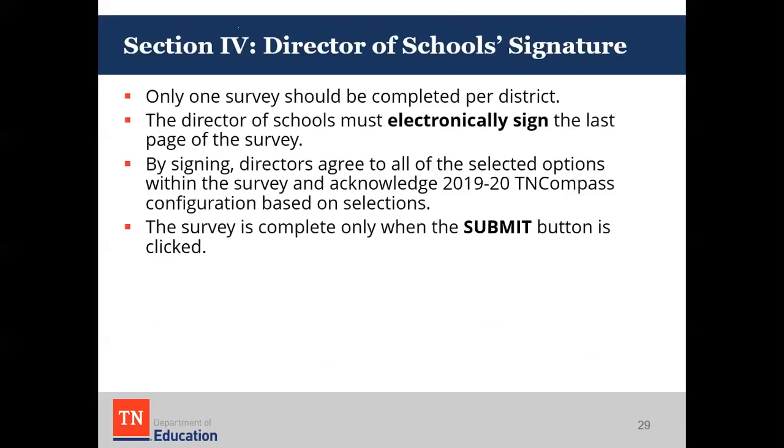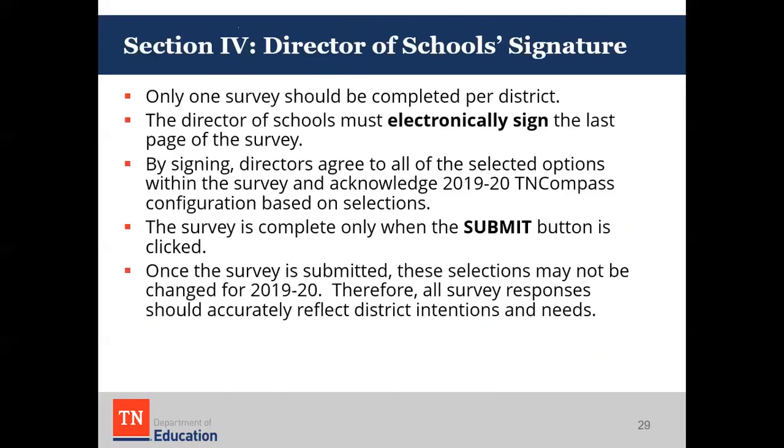The survey is complete only when the submit button is clicked. So once the survey is completed, there will be an electronic signature. Once that electronic signature is entered, there will be an opportunity for you to review the survey and your responses in its entirety and then submit.